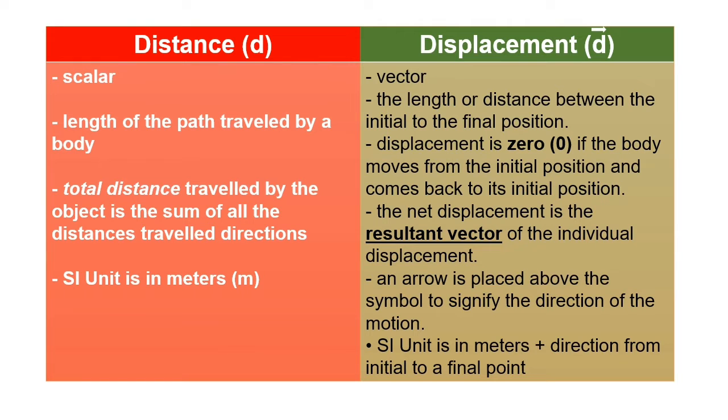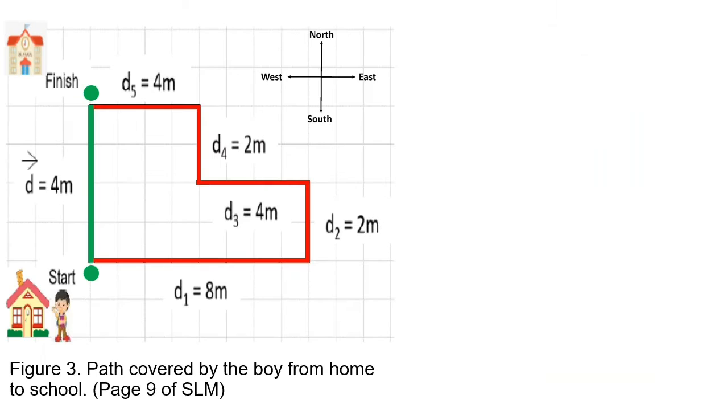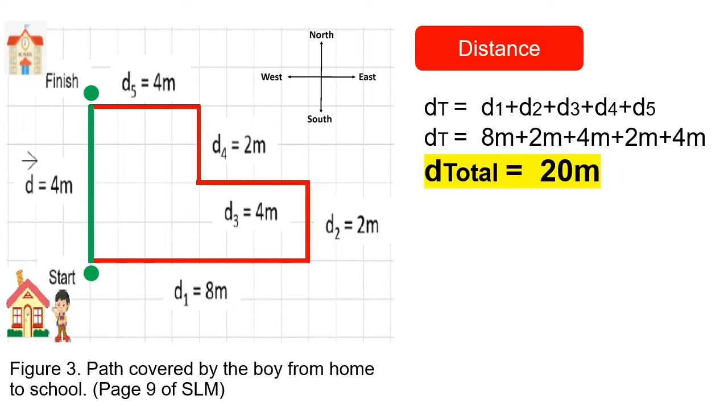Now that you know the definition of motion, let's now look into the quantities involved in motion. The illustration shows the distance traveled by the boy from his home to his school. Distance is a scalar quantity with an SI unit of measure meters (m). The total distance is the sum of all distances from D1 to D5. 8 m plus 2 m plus 4 m plus 2 m plus 4 m equals 20 meters.